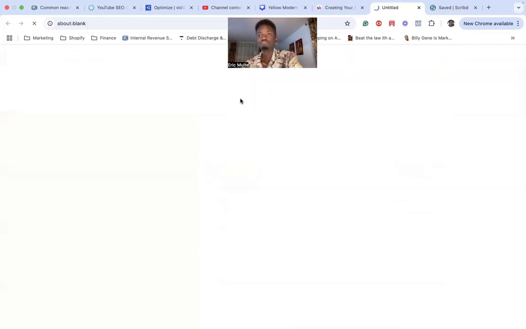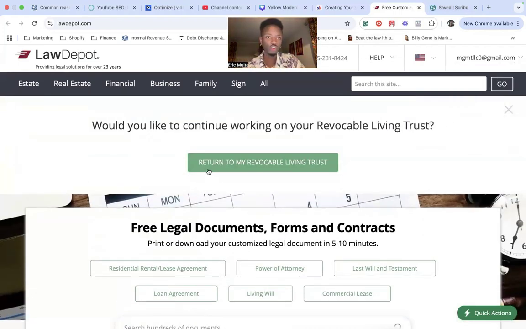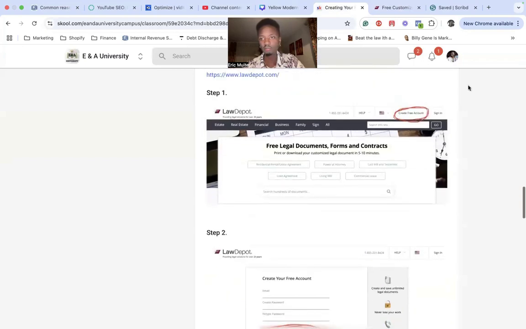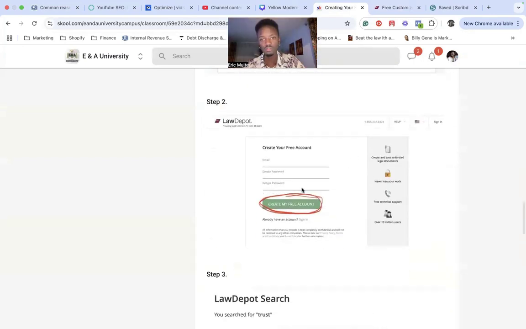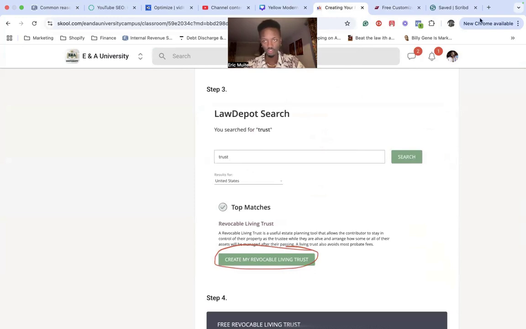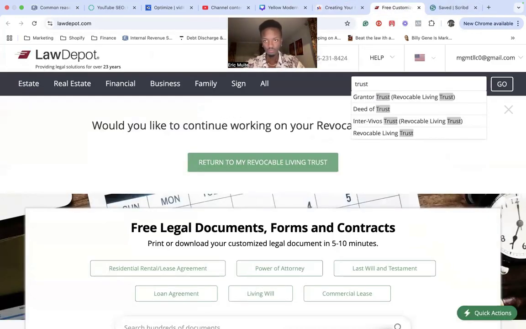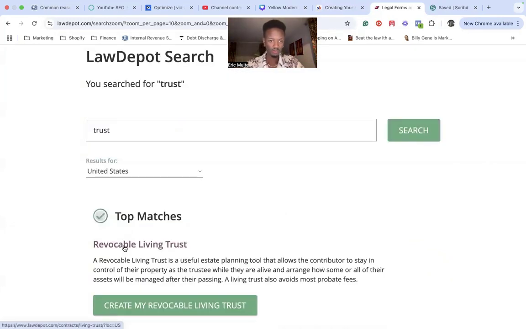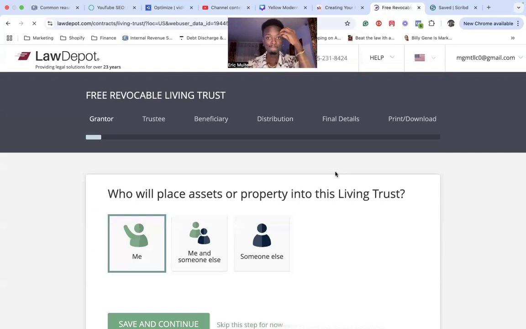Next, we're going to go to Law Depot. I want you guys to create an account. I share here step by step. Create your free account, put your email, password. Very easy, guys. You're going to search for trust, and then create a revocable living trust. Remember, this is free for 7 days. So once you create this account, you have a 7-day trial, create your trust, take care of all your documents, and if you don't want to pay, I think it's like $30 a month or something, you can cancel it before then. Because that's what I did. I created my documents, I canceled it.